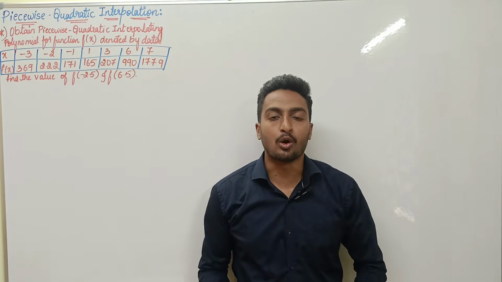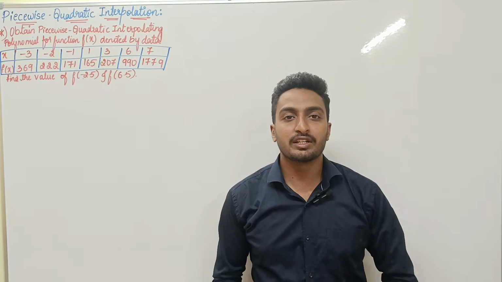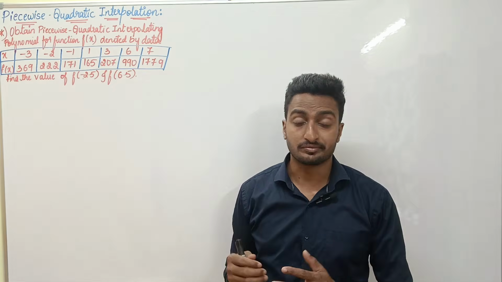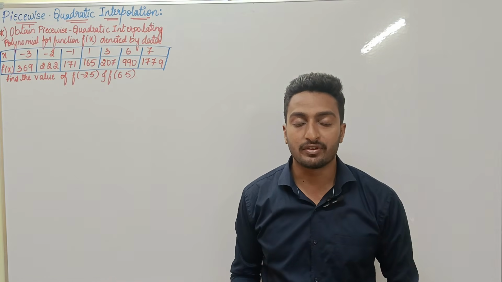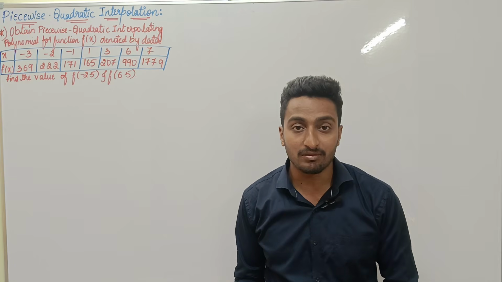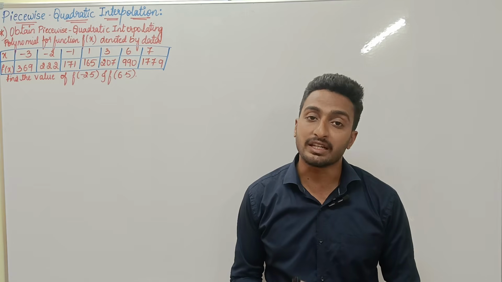Today we are going to learn how to solve the problem on piecewise quadratic interpolation condition. Here we are going to consider some set of nodal points, whatever they have given with respect to x and f of x. Considering these nodal points, we are going to represent the subintervals. Considering those subintervals, we are going to represent the quadratic equation.